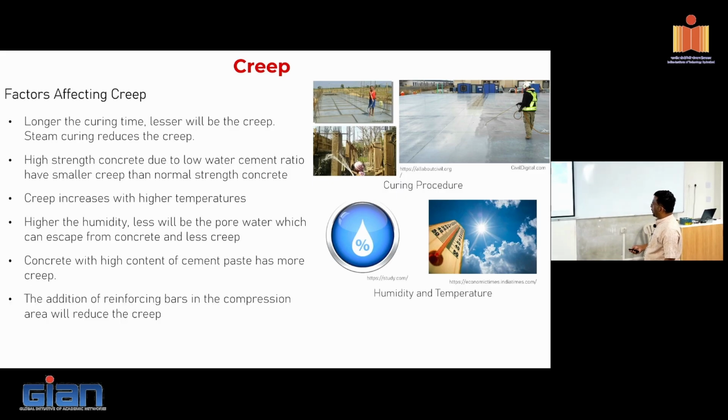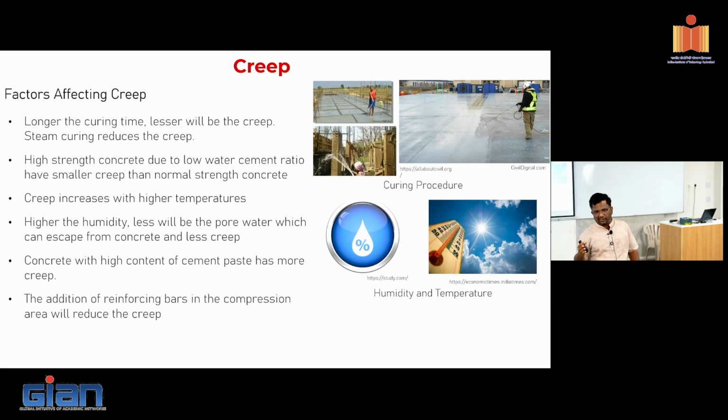Addition of reinforcing bars in the compression area will reduce the creep. This is a very interesting thing. I told you creep is going to create additional compressive strains, right? Now if I have reinforcement there, that will relieve the strain that is happening on the concrete on the compression side. So it will take some load. In that way, it will reduce the softening of the concrete due to creep. That's one way.